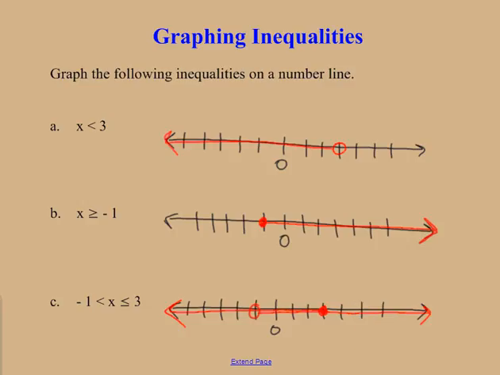Now if we pick a number like 0, okay, so let's pick 0. 0 is greater than -1, and it is less than or equal to 3. So that number satisfies both inequalities.